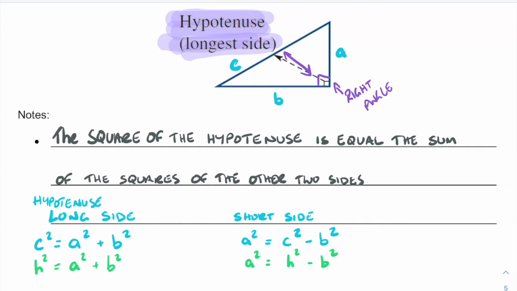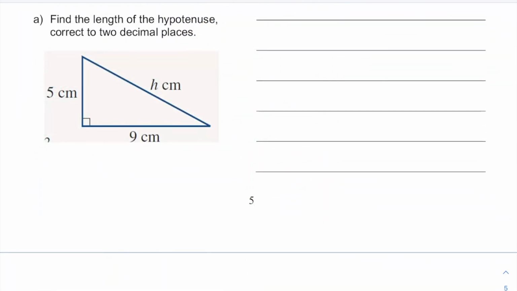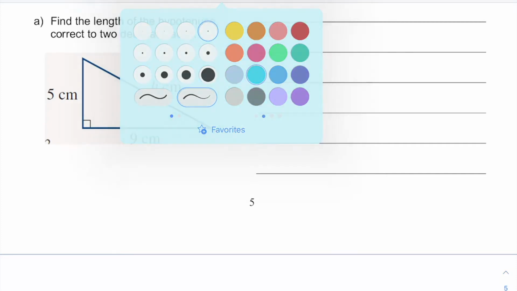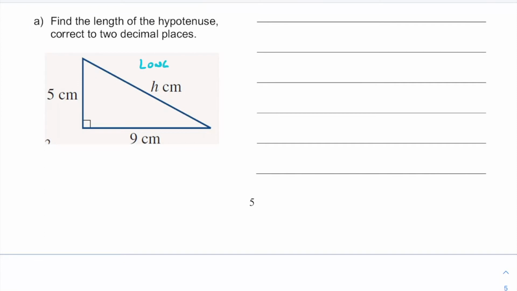Okay, let's get into some examples. Here's my first example. We're going to find the length of the hypotenuse to 2 decimal places. So this is the long side, and that's obviously h there. Then I'm just going to label the other two sides with a and b, because that's going to make things a little bit easier.